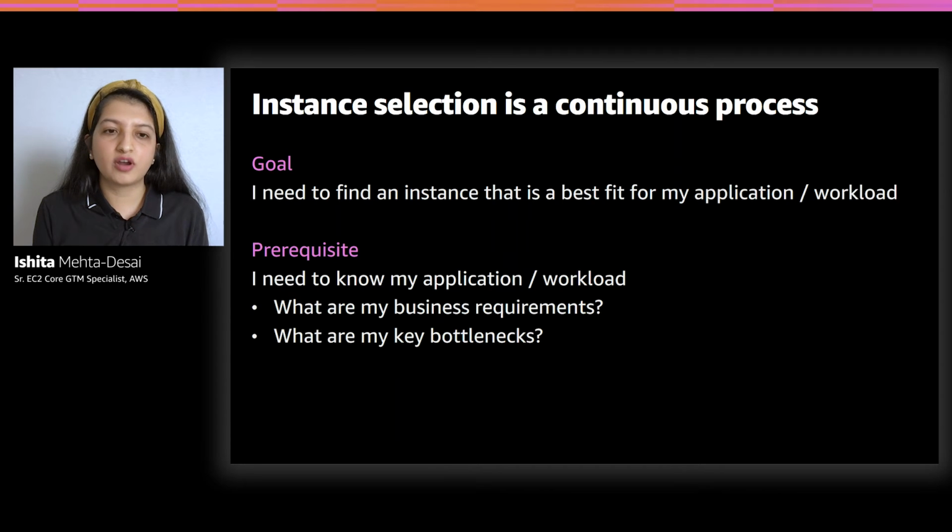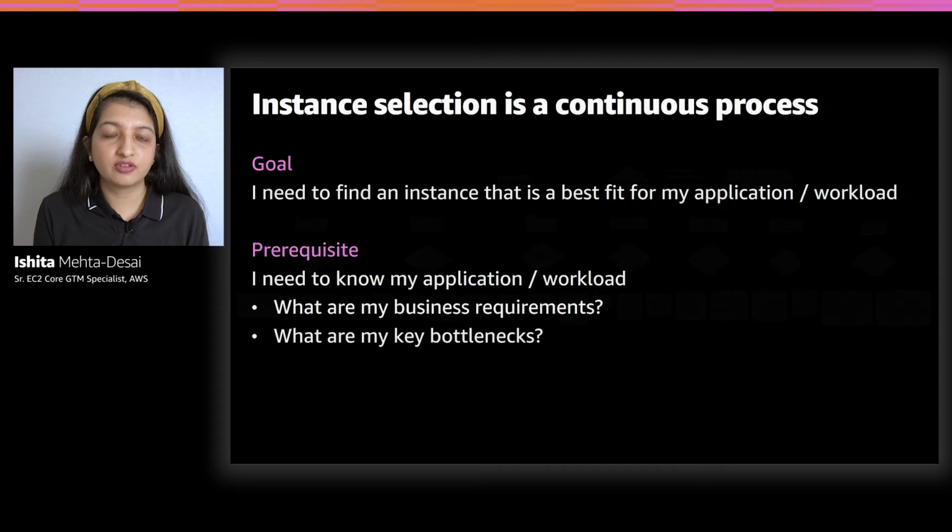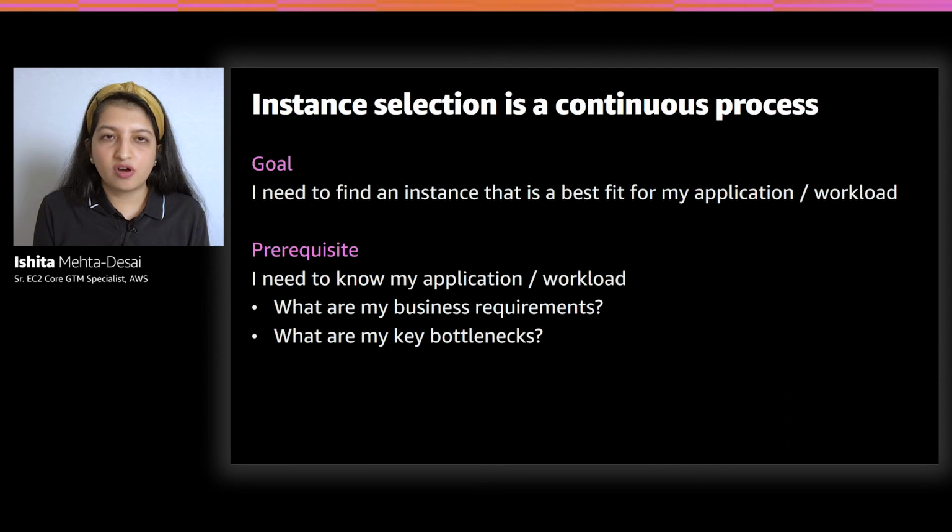The first one is, what are my business requirements? Some examples of those could be high performance, cost optimization, or meeting your operational SLA. The second question, which is also very important, is what are my key bottlenecks that need to be addressed to meet my business requirements? These could be in terms of disk I/O, memory, network utilization, and if there are multiple, what we suggest is to decide on the most important one for your business. Once you have these questions answered, you can then move on to selecting the right Amazon EC2 instance for your workload.